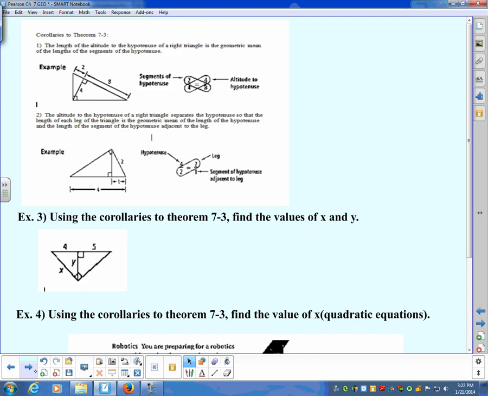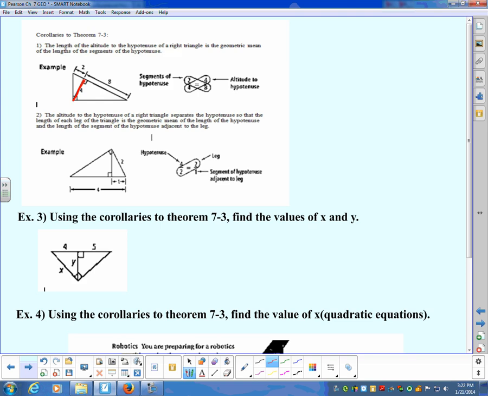So we're going to use that language that we just learned in here. You have it all written out there. So let me try to match these shapes up. It says the length of the altitude to the hypotenuse of a right triangle, and they're talking about the big right triangle here. So we're talking about this. The length of that red piece right there is the geometric mean.